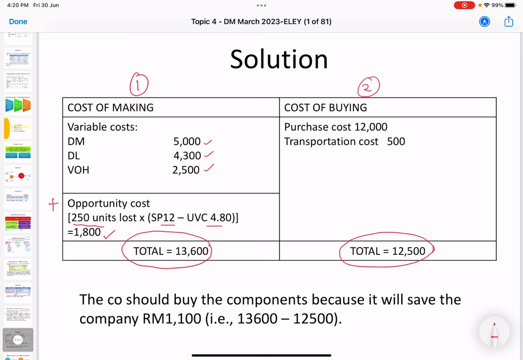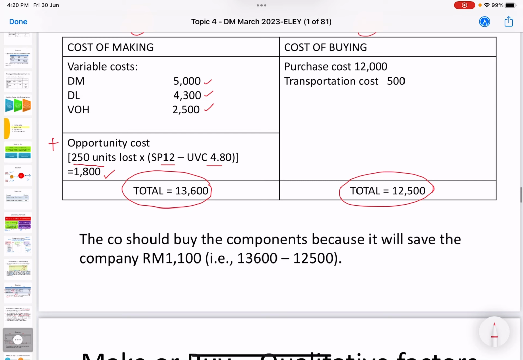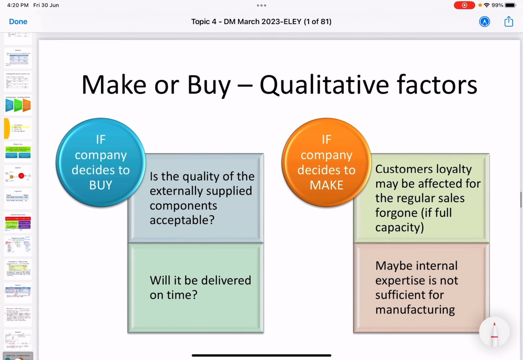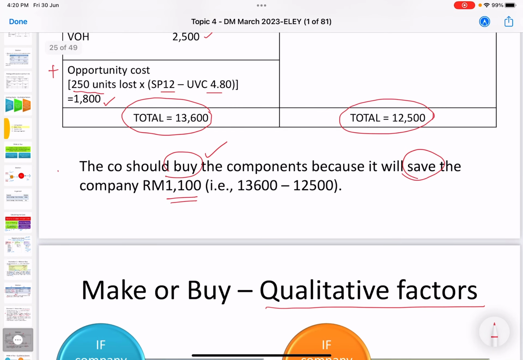Compared with the cost of buying, it looks like buying is cheaper. Therefore, the company should buy the component because it will save the company 1,100. Okay, so that is another example where there is an opportunity cost existing. So before I end the make or buy subtopic, I would just like to draw your attention to the qualitative factors that need to be considered in this kind of situation. Okay, so let's say, for example, this is your final answer: the company should buy the component.